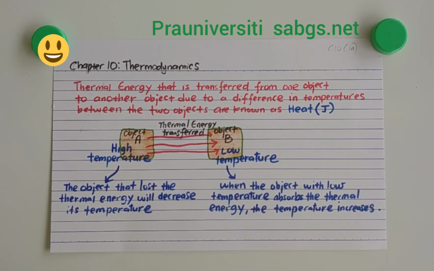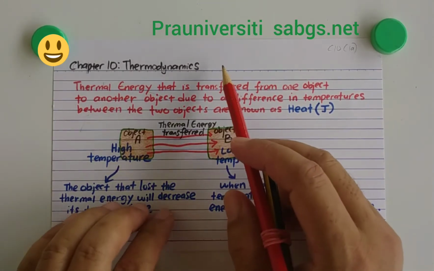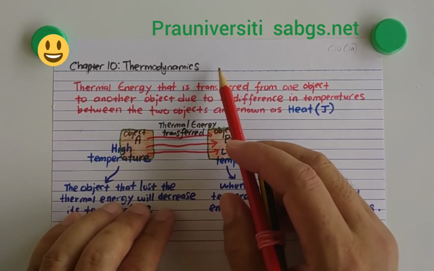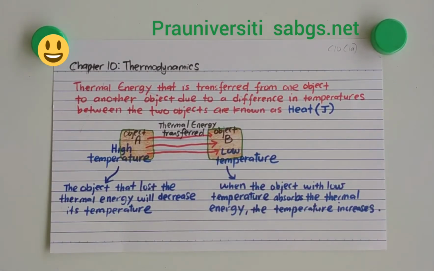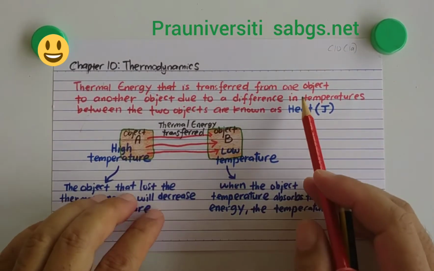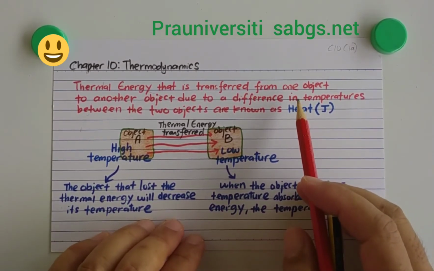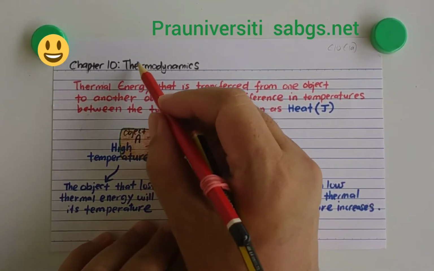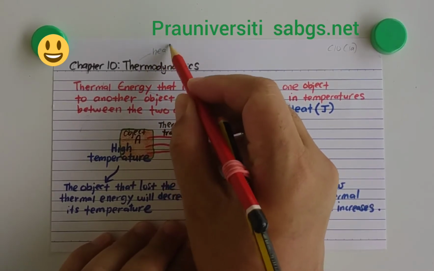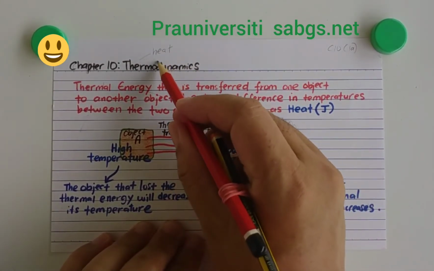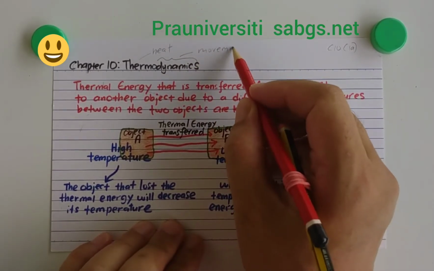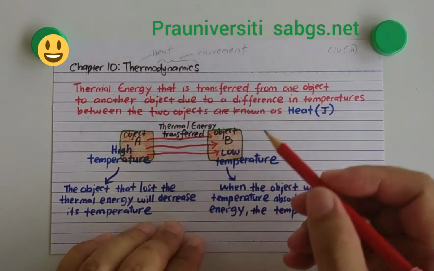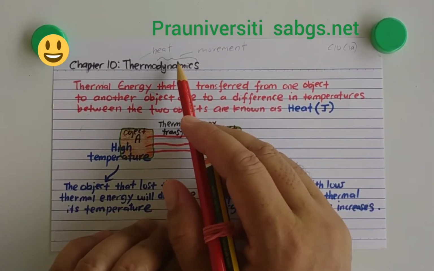Chapter 10, Physics STPM. So now we are talking about thermodynamics. Firstly, we have to understand the basic ideas of thermodynamics. Thermo refers to the heat, and the dynamics here refers to the movement. So now we are studying the movement of the heat.